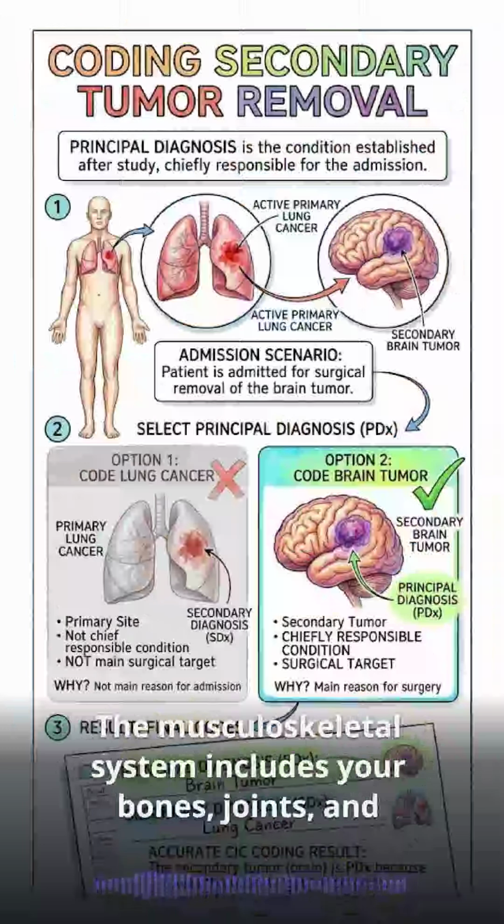Joint replacements are very common surgeries today, like getting a brand new hip or knee.